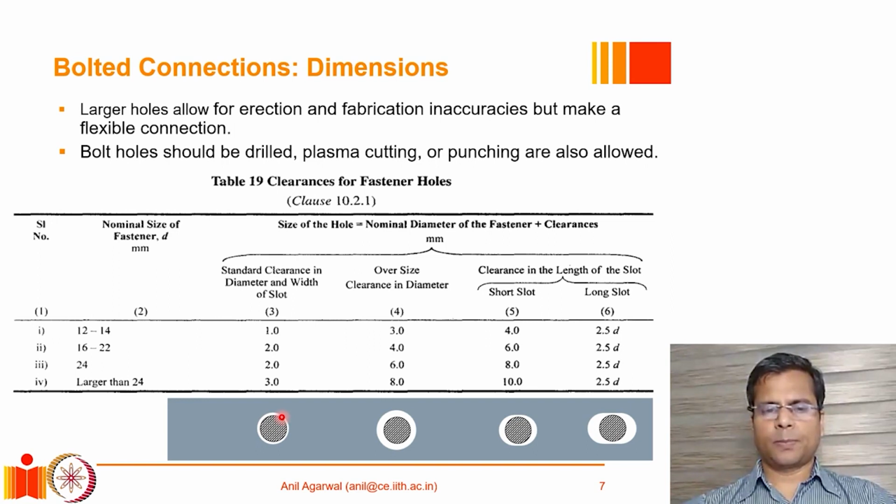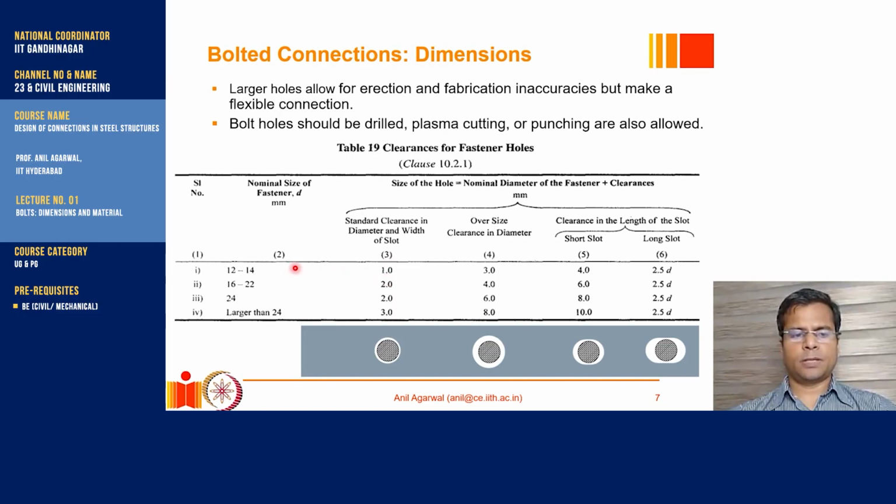For the minimum clearance requirement, we are required to go with the standard clearance hole. So this is table 19 given in our IS 800, which is the Indian standard code for steel design. So for example, for a 16 diameter bolt, the standard clearance will be 2 millimeters. That means the hole diameter would be 16 plus 2, that is 18 millimeters.